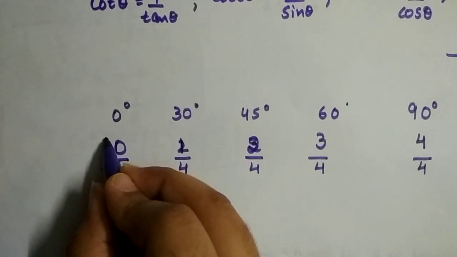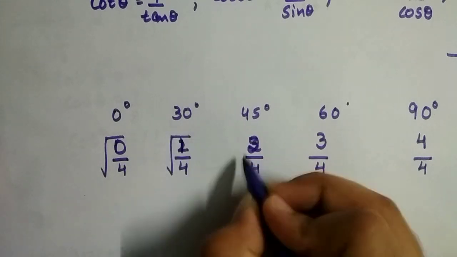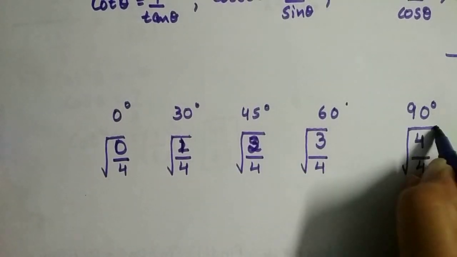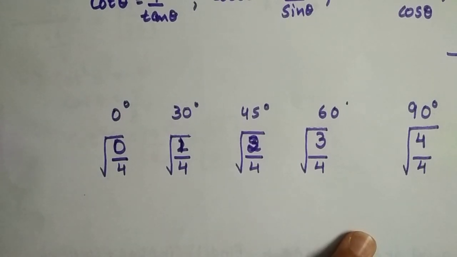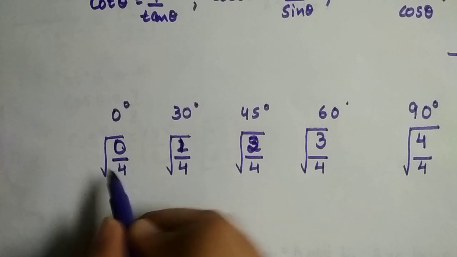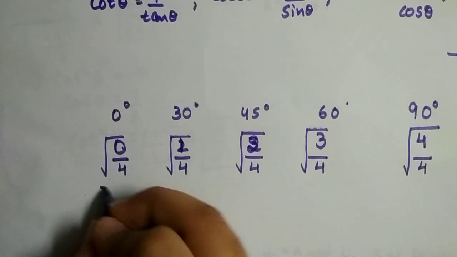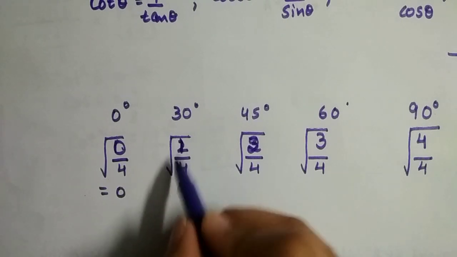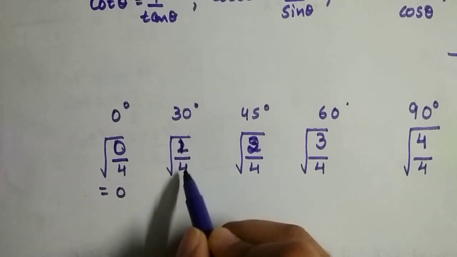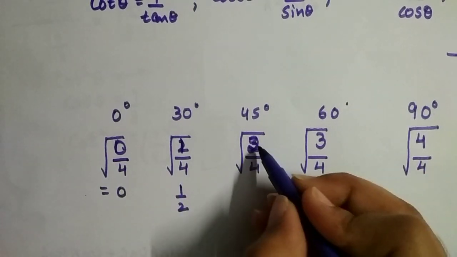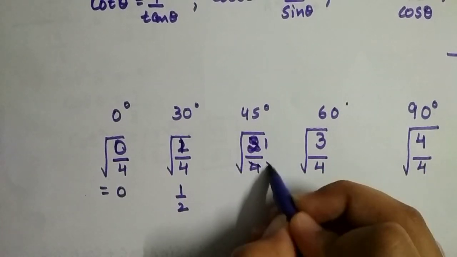And then take the under root. This is a method to learn to make the table easily. Okay, now 0 upon something is 0, and under root of 0 is 0. 1 upon 4: under root of 1 is 1 and under root of 4 is 2, so it is 1 upon 2. You cancel 2 upon 4, it is 1 upon 2.